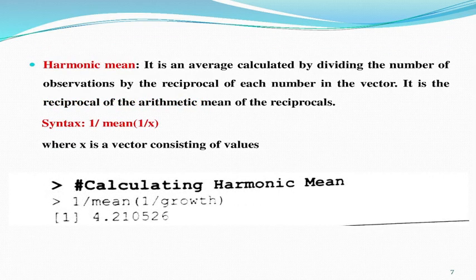The harmonic mean is an average calculated by dividing the number of observations by the sum of the reciprocals of each number in the vector. Thus, the harmonic mean is the reciprocal of the arithmetic mean of the reciprocals. The syntax of harmonic mean is 1/mean(1/x), where x is a vector consisting of values. An example for calculating harmonic mean is given in this slide.